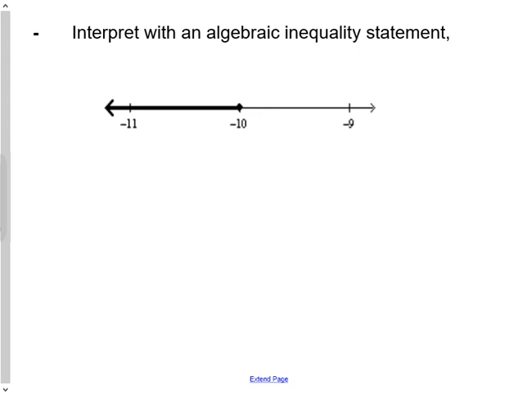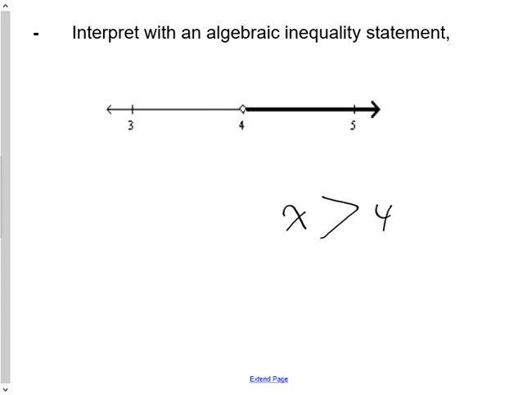Interpret with an algebraic inequality statement. So this says all values less than or equal to, because it's a closed boundary point, -10. So any value that's less than or equal to -10 is what that line is representing. Your next question, this is all values that is greater than, but not equal to, because it's open boundary point, 4. All values greater than, but not equal to 4.